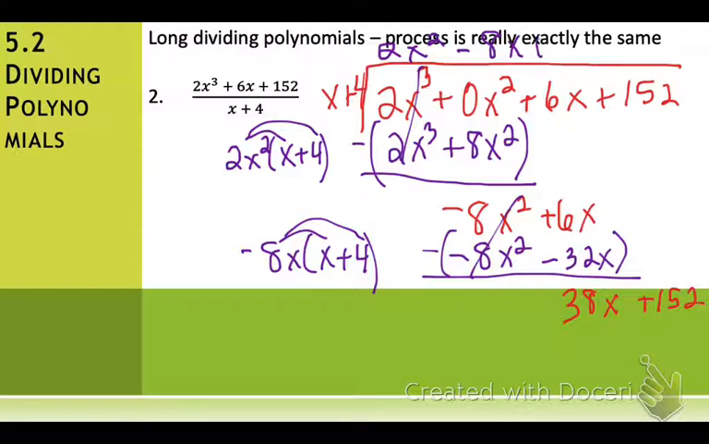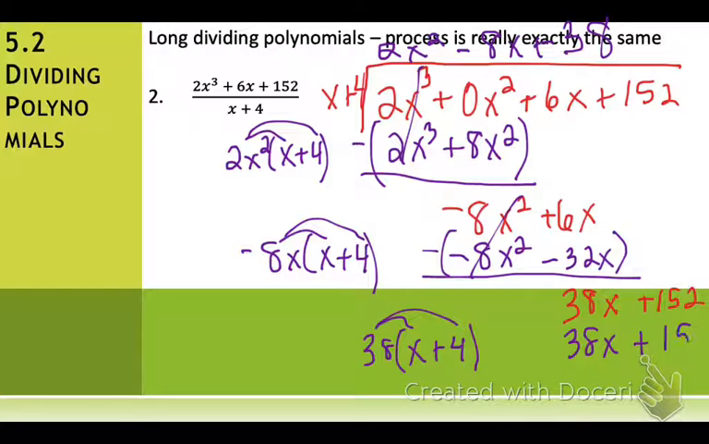Goes in positive 38 times. So what's 38 times x plus 4? That's going to be 38x plus 38 times 4, which is 152. That worked out real nice. Subtract it, cancel, cancel. This one does not have a remainder.